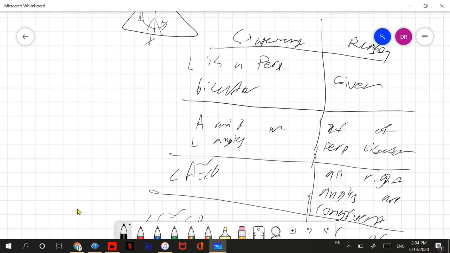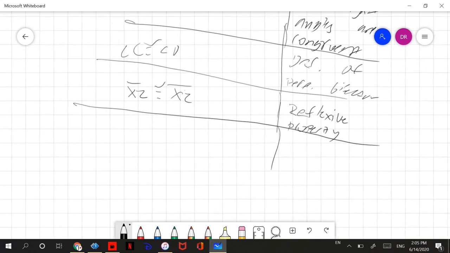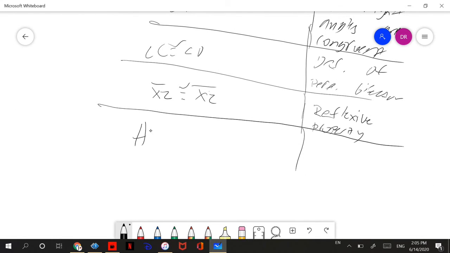And then we know that, okay, so this segment is congruent. So what postulate can we use to prove that those two triangles are congruent? So we have one angle, a side, and another angle. So we can use angle, side, angle, because there's one angle, a side in between, and another angle.